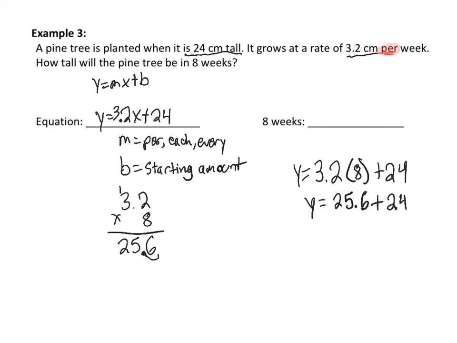So now I need to do that math. I'm going to go over here to the side and do it. 25.6 plus 24. Make sure you line up your decimal or you will get the question wrong. 6 plus 0 is 6. Bring our decimal straight down. 5 plus 4 is 9. 2 plus 2 is 4. So after 8 weeks, the tree would be 49.6 centimeters tall.